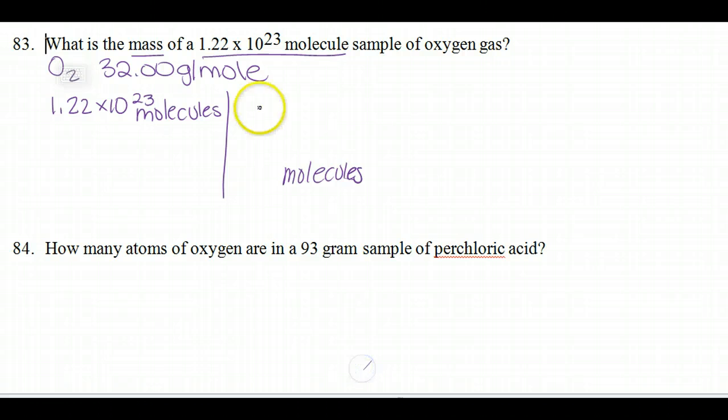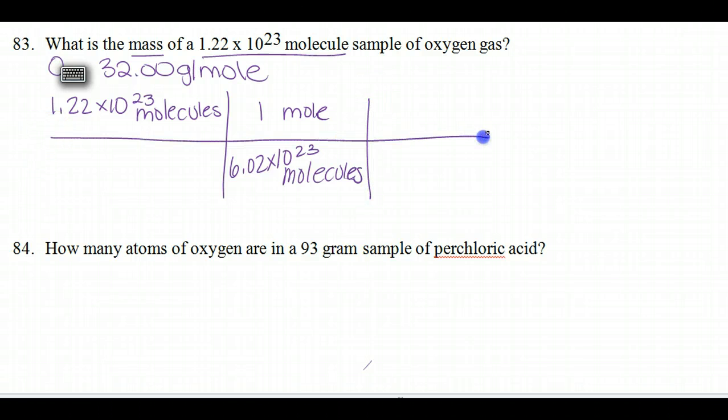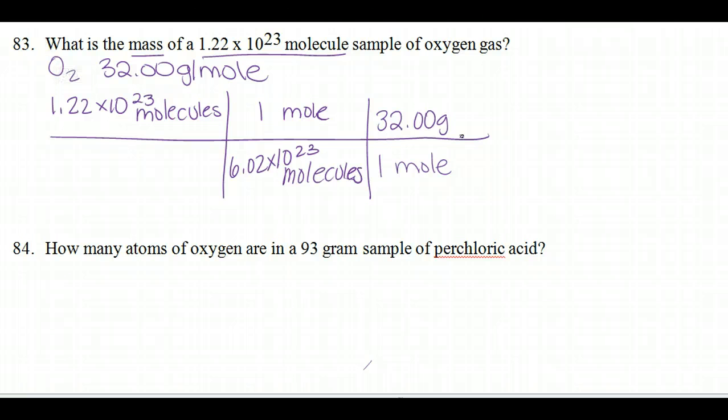We know that 1 mole of any compound is going to contain 6.02 times 10 to the 23rd molecules. And if the question had asked for moles, we would be done here, but it doesn't. It asks for mass. And so we need to keep going. And to go between moles and mass, we use molar mass. So we go diagonally with 1 mole and stick that 32.00 grams on top. Remember, molar mass is always some number of grams per 1 mole.